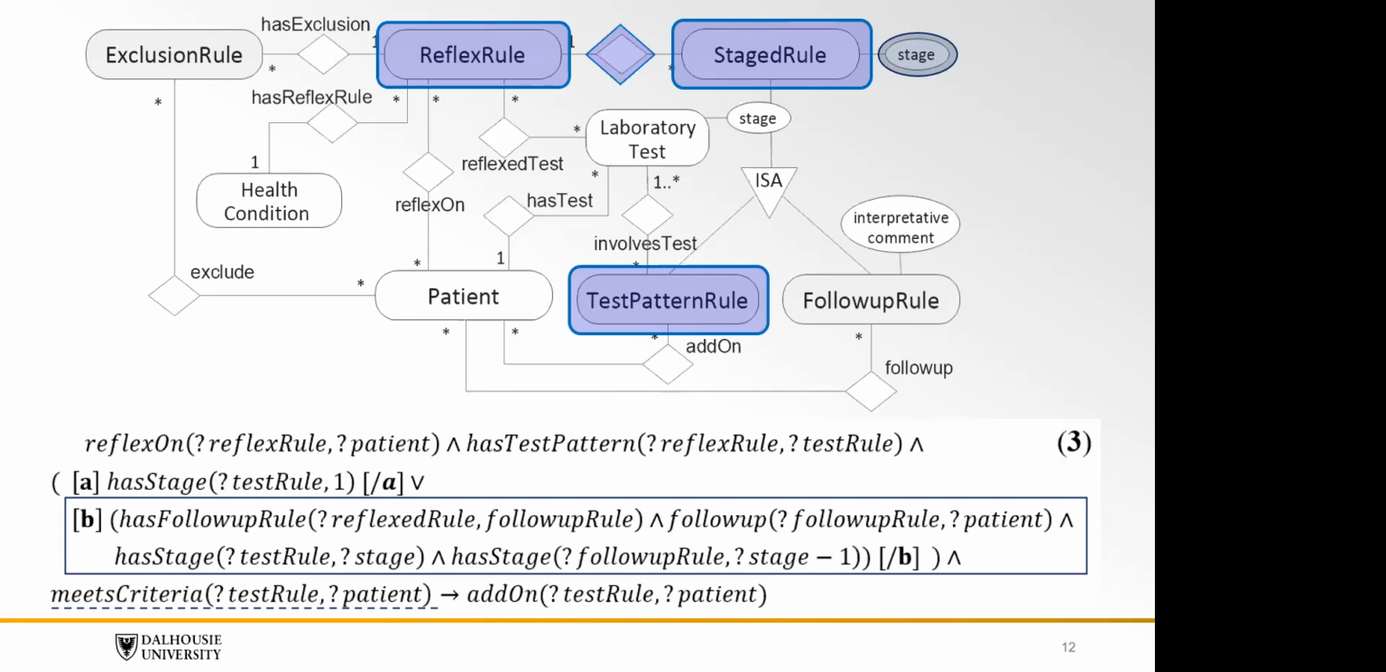So in that case, the test pattern rule meets certain domain-specific criteria. Again, this test pattern rule will infer that some tests will need to be added on as per this test rule. And again, this test pattern rule will have a bunch of laboratory tests associated with it, right? So at this point, we have a stage 1 test pattern rule that was fired, added on some tests, and a follow-up rule that checked these tests and turned out they were in the problematic range. So we proceeded to the second stage, where again, we inferred that some tests needed to be added on.